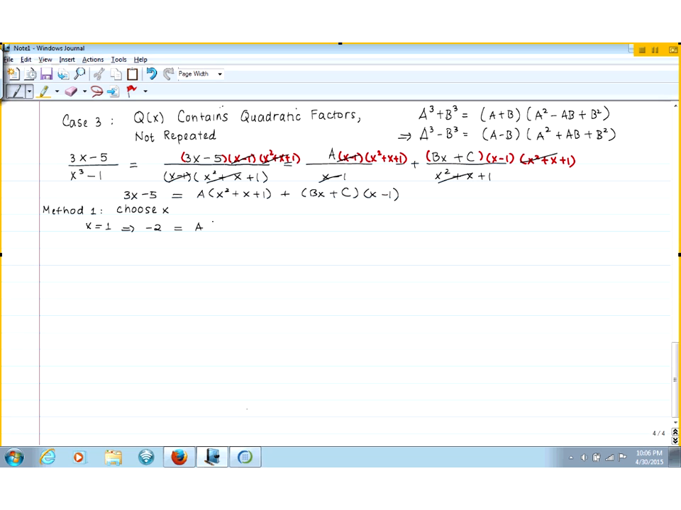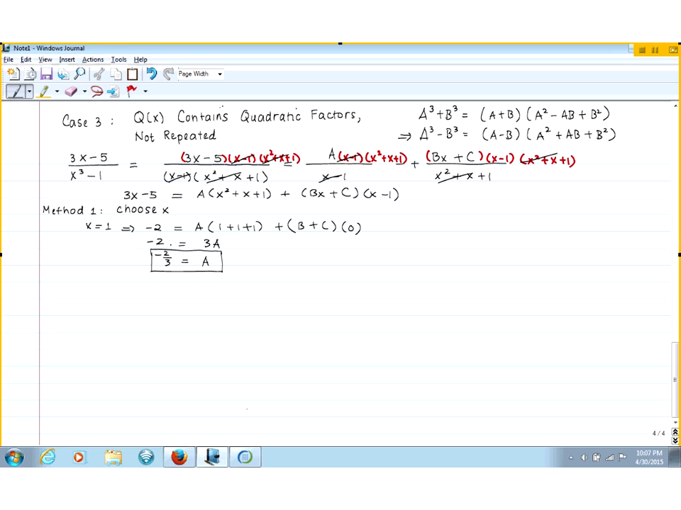Now this left side becomes 3 minus 5, which is negative 2. That is a times 1 plus 1 plus 1, plus bx plus c times 1 minus 1, which is 0, so we could ignore this. Negative 2 is equal to 3a. So a is negative 2 over 3. Done with a.